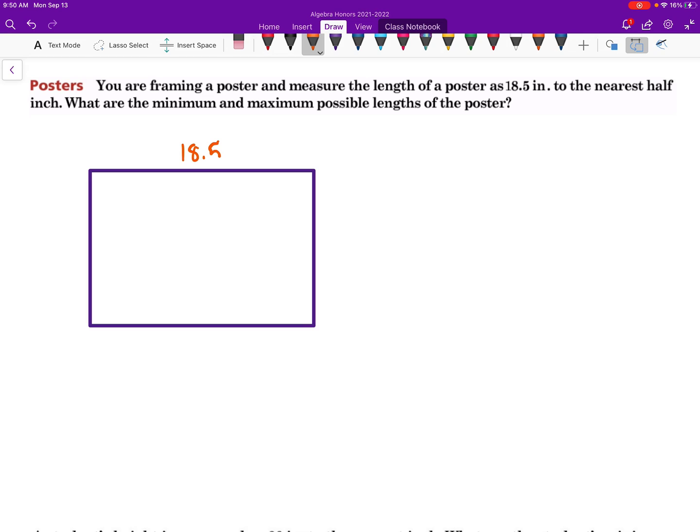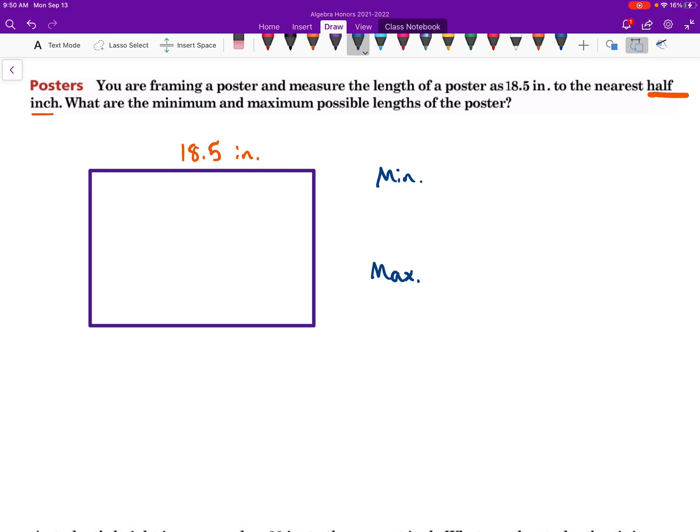So we measured this out as 18.5 inches. Okay, one of the dimensions that we have here is 18.5 inches. And it says to the nearest half inch. Okay, so that means that your measurement only has a half an inch range. You know that if you're off, you're only off by about half of an inch. Okay, just by eyeballing it and measuring it, you're only off by about half of an inch. Okay, so what we're trying to find here is the minimum and maximum possible lengths.